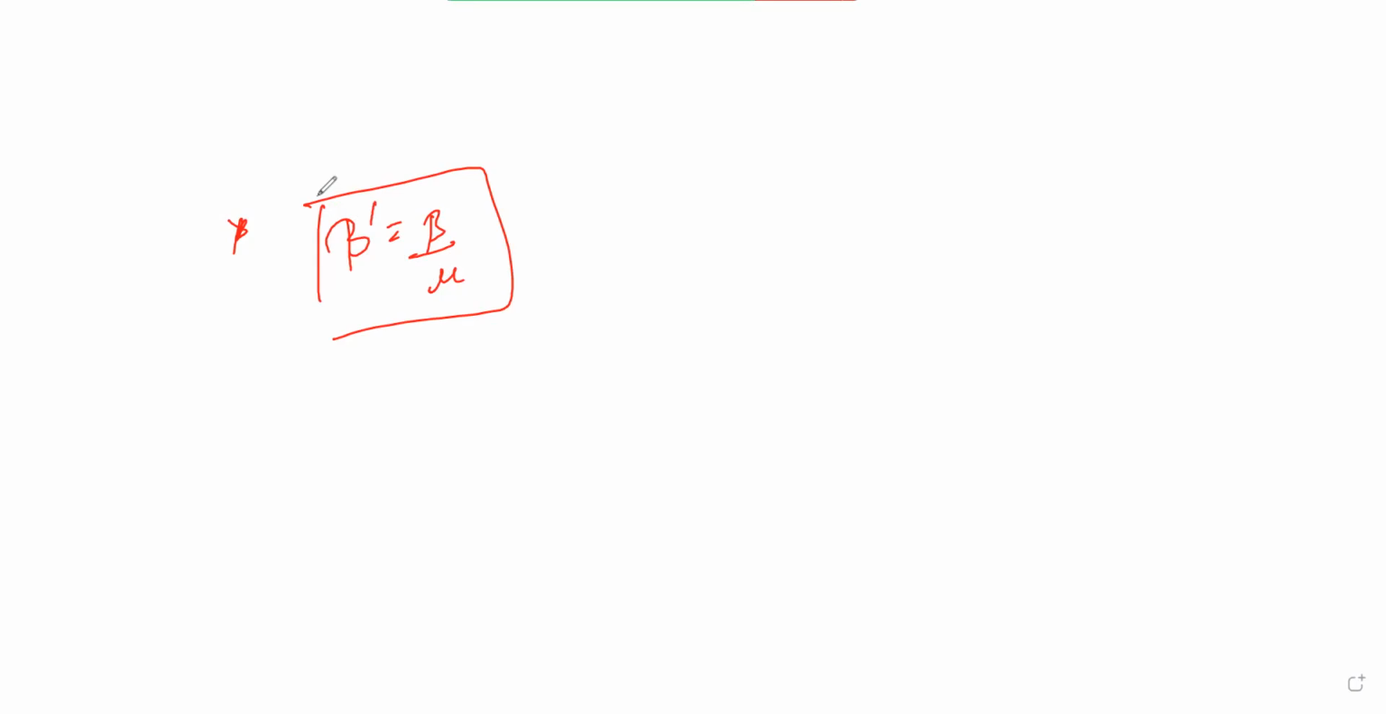Sir, can you repeat the sentence again? If the YDSE apparatus is immersed in a liquid of refractive index mu, then the fringe width reduces to this much. Beta dash equals beta over mu.